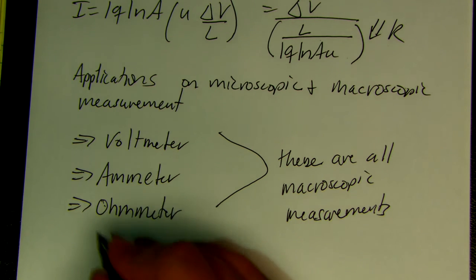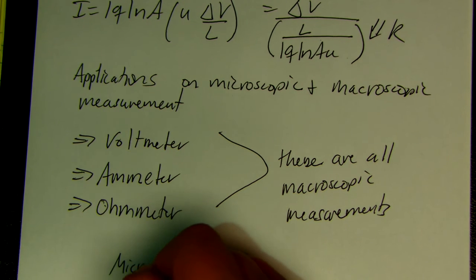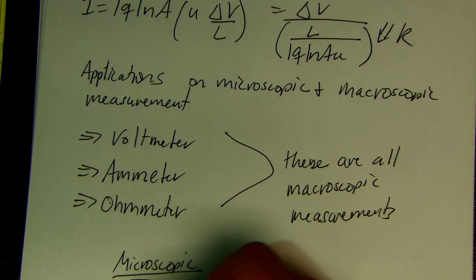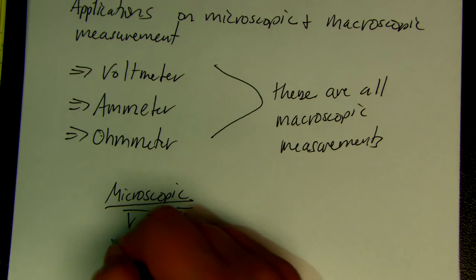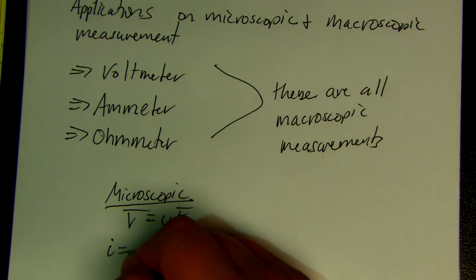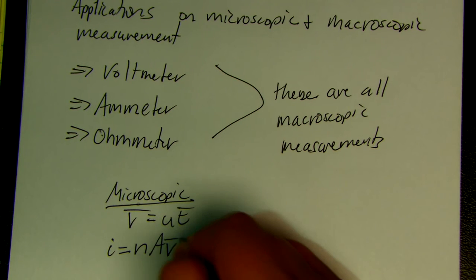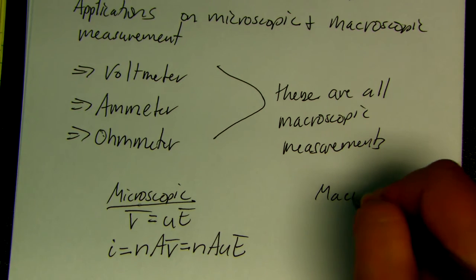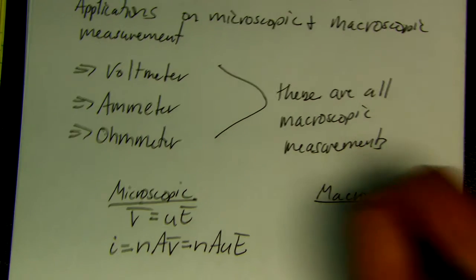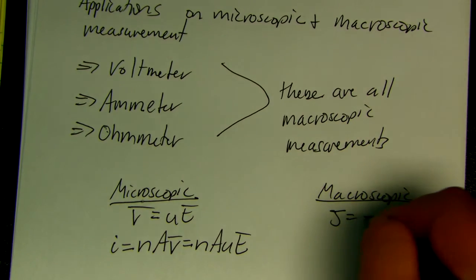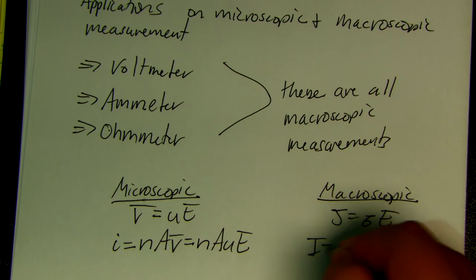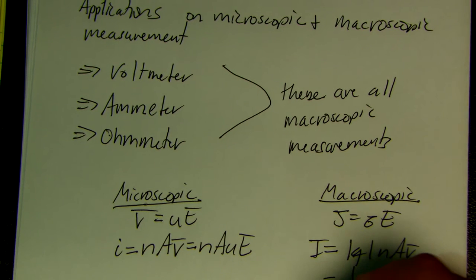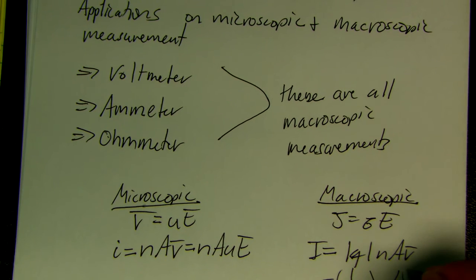So, of course, a microscopic expression would be V bar equals UE, and electron current NA V bar is equal to NAUE. And macroscopic, J is equal to sigma E, and I is equal to QNA V bar, which is equal to 1 over R delta V.